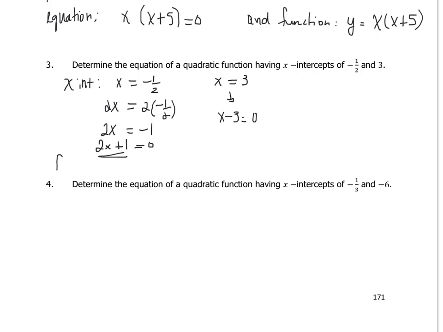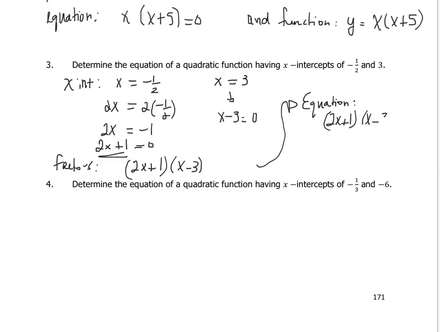So your factors would be 2x plus 1 and x minus 3. So your equation would be 2x plus 1 times x minus 3 equals 0, and a function would be y equals 2x plus 1 times x minus 3. And again, it doesn't say that you have to write the equation in standard form, so you can leave it in factored form. If you're asked to write it in standard form, you just have to multiply those out, expand them.